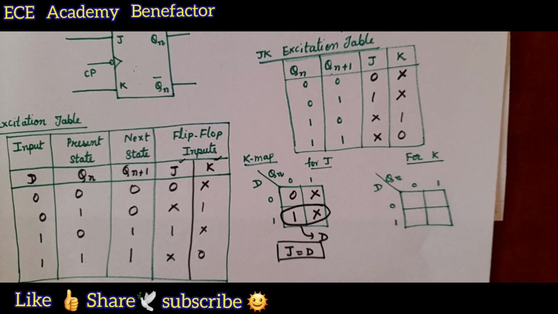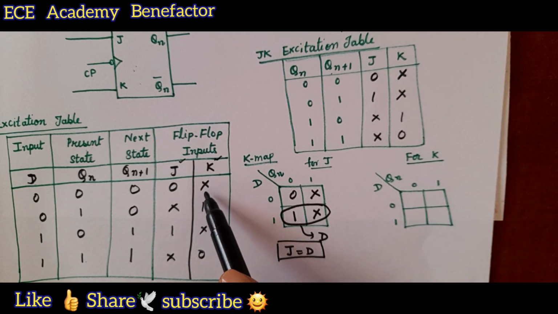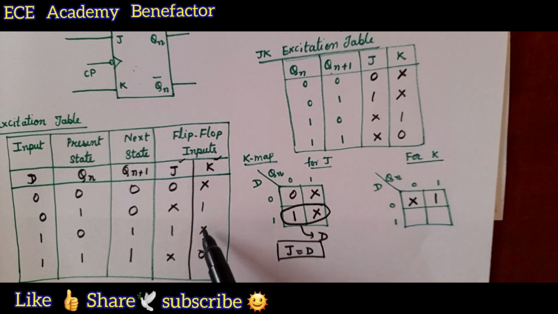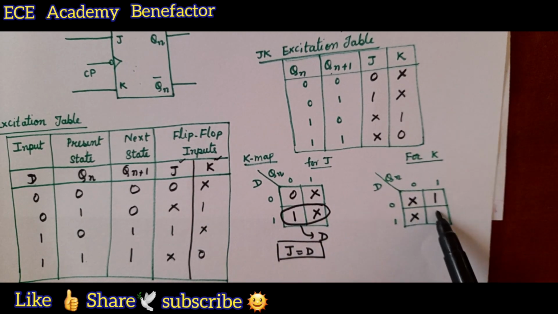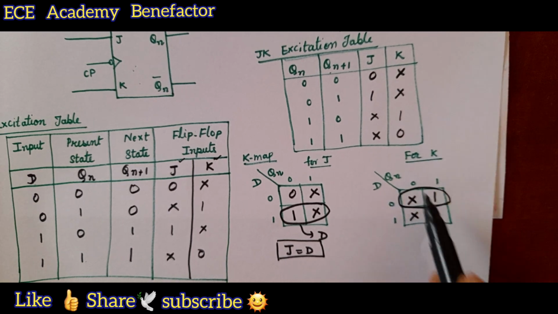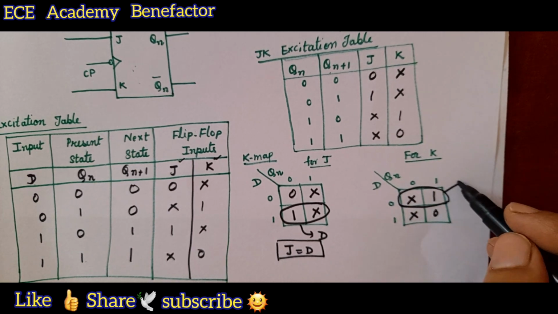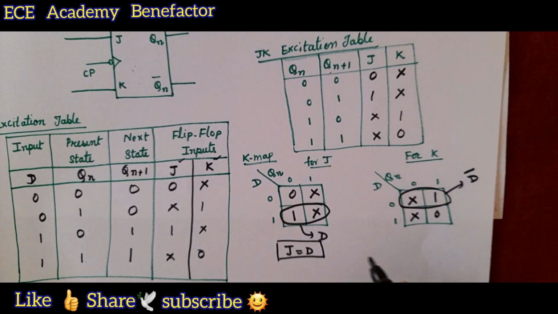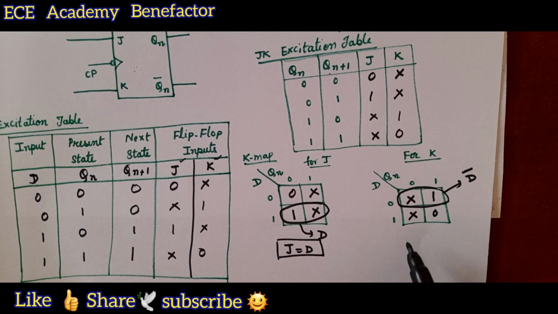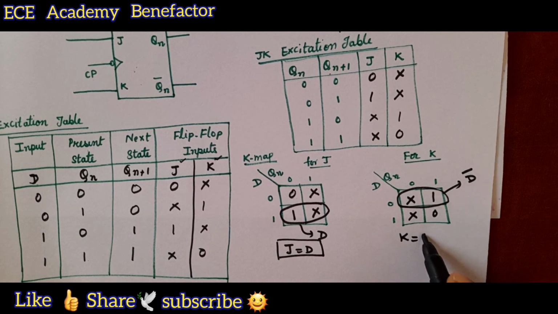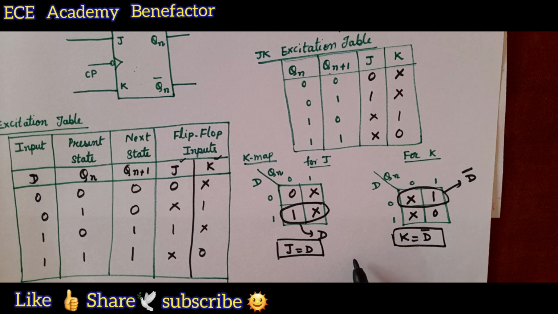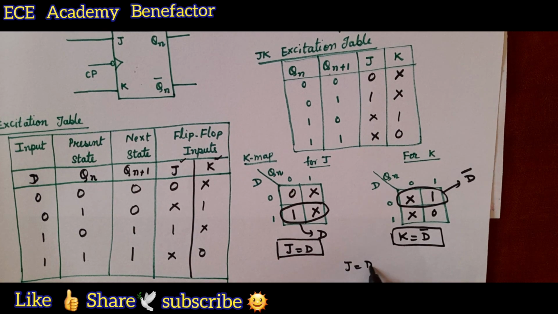Now let us fill this K variable. So let us fill it x 1, x 0. So here this grouping is possible. For this pair the term is coming to be a 0, and 0 means D bar. So what is K equal to? K is equal to D bar. So in this way we get J as D and K is equal to D bar.